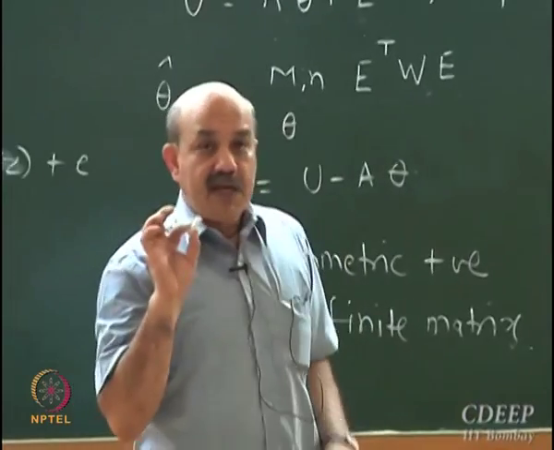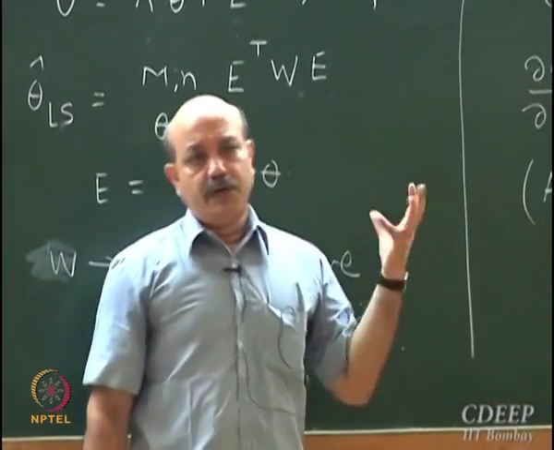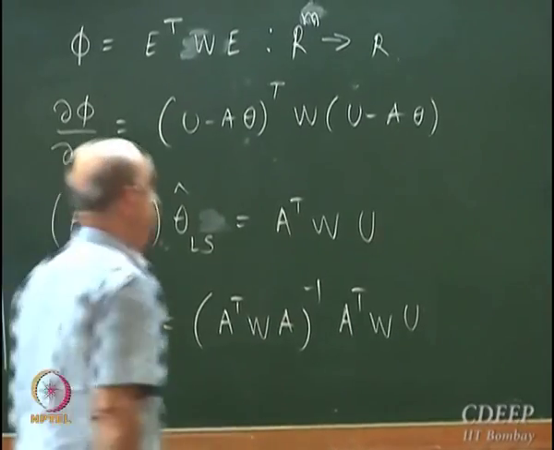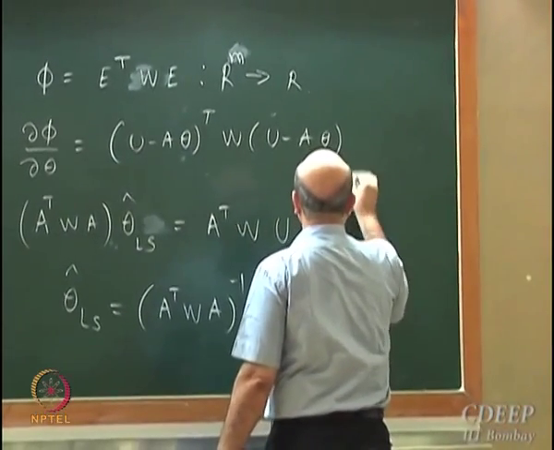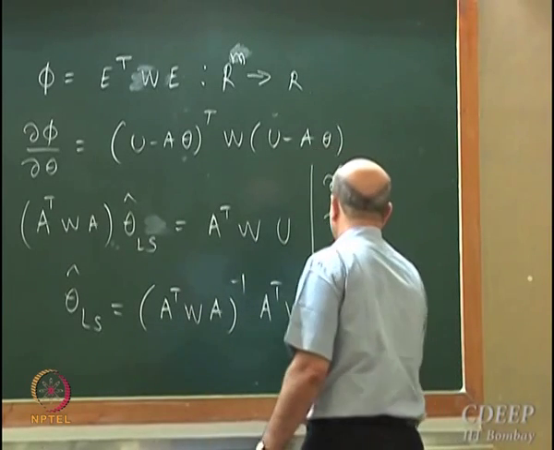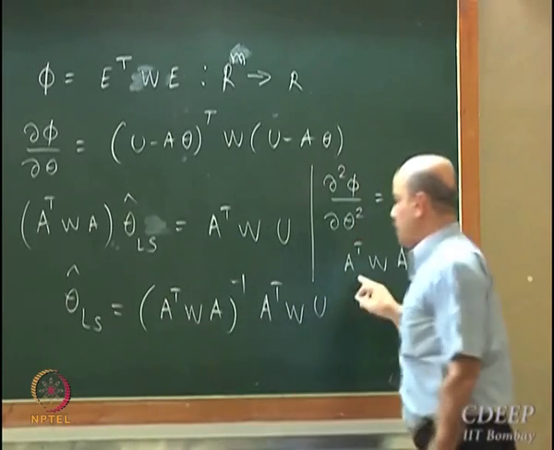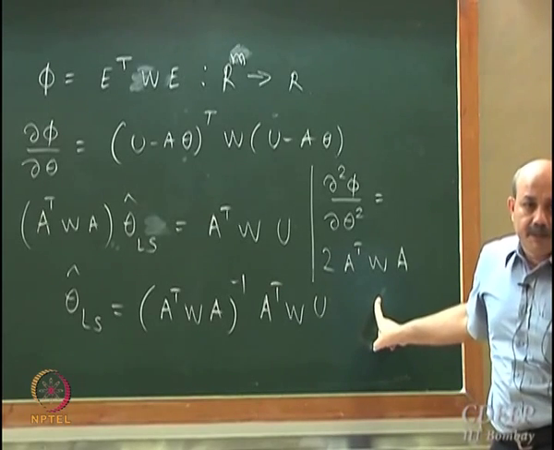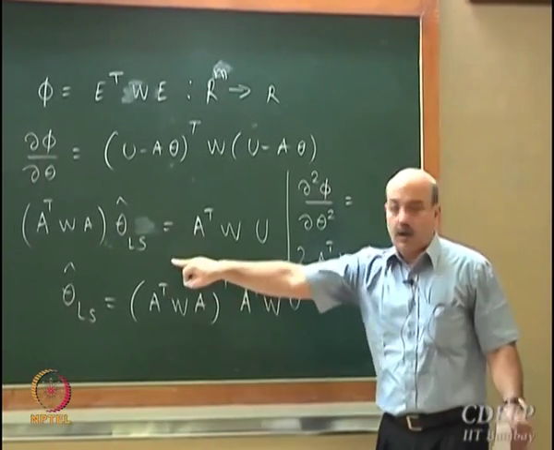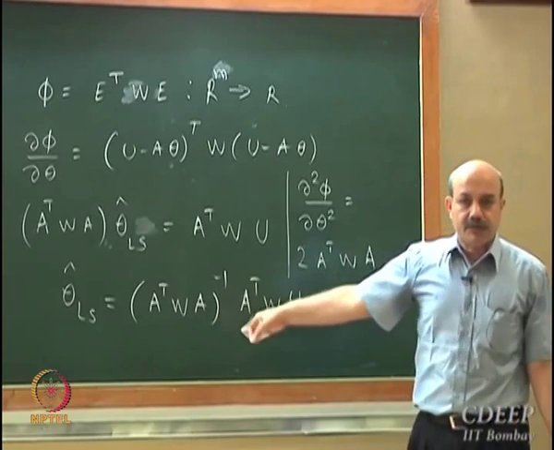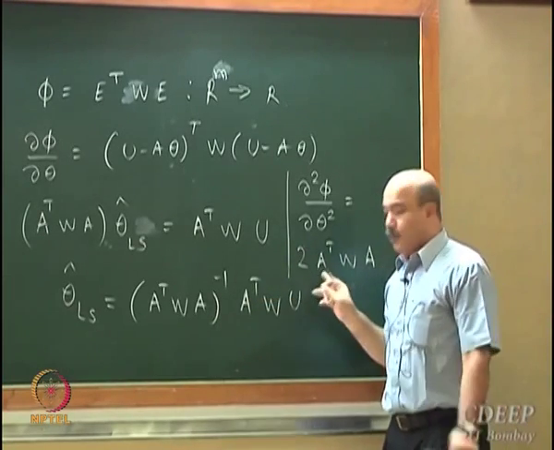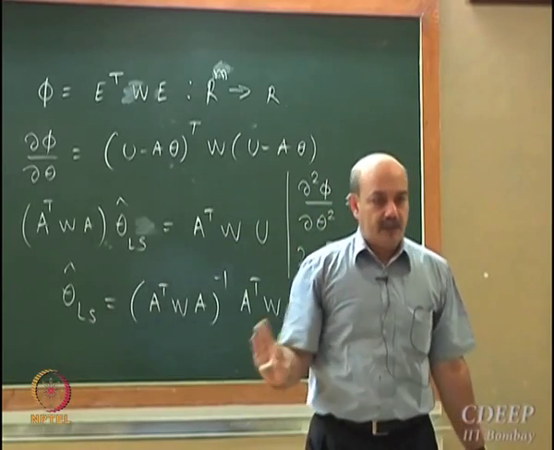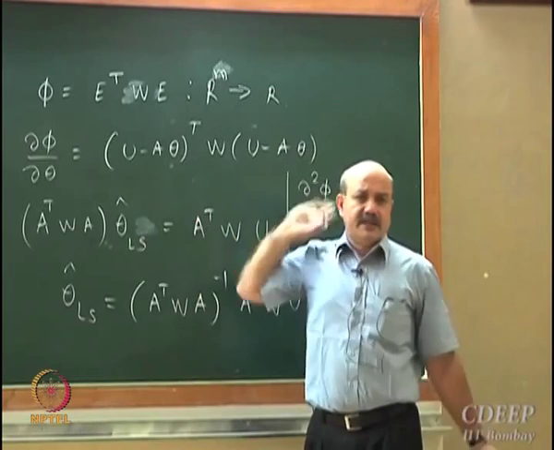Okay, so far so good, we have done a lot of algebra, and we have found the condition for optimality. Then we looked at the second derivative, that is dou 2 phi by dou theta square. This is nothing but 2 A transpose W A. The second derivative is always symmetric, positive definite. Which means the stationary point which you have got, the point at which the gradient is equal to 0, at this point the second derivative is given by this matrix, and this matrix is symmetric, positive definite. You have reached the global minimum. Okay, so this is fine, this is a lot of algebra.